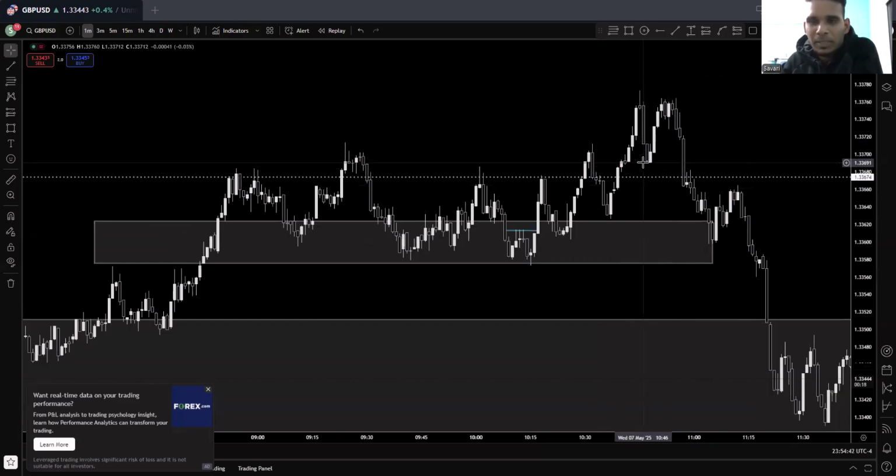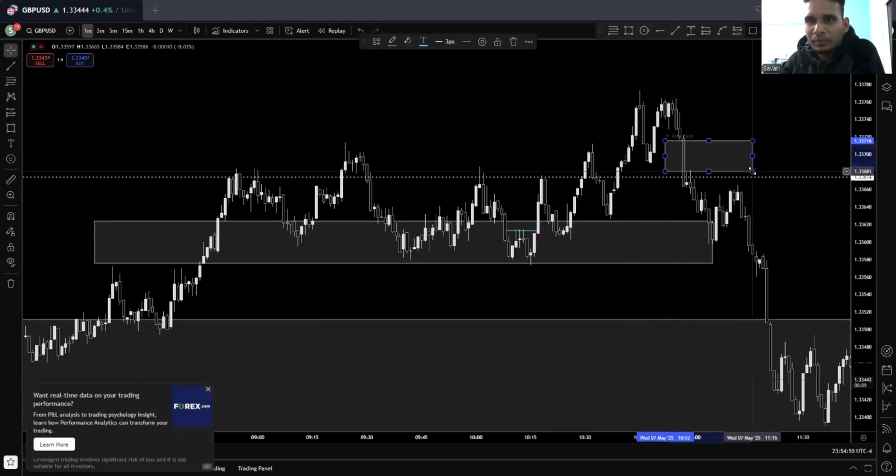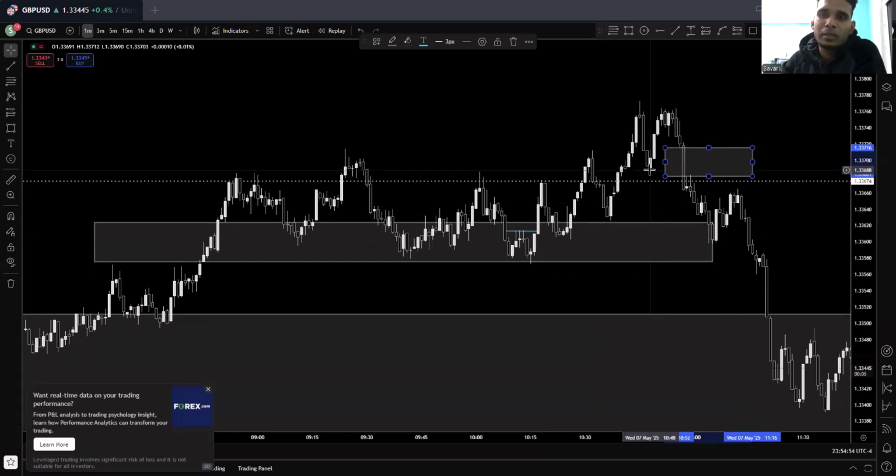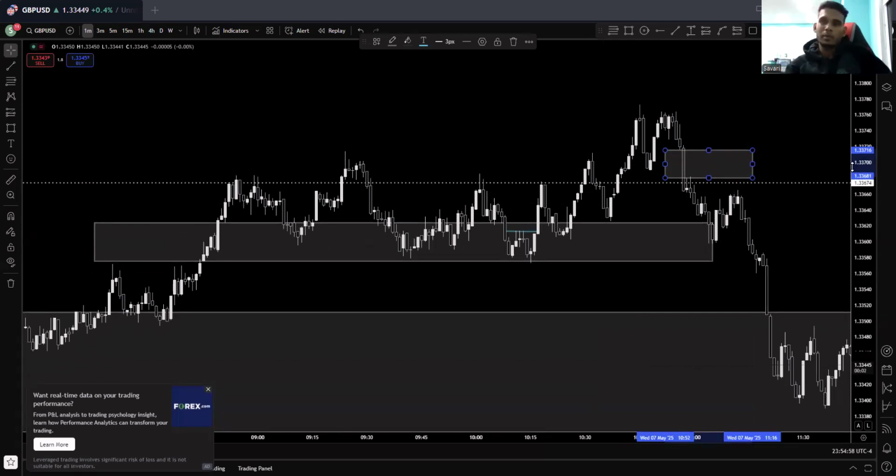Price then approaches the breaker. However, price tapped the 1 minute bearish fair value gap here. So if I'm putting a limit order, if I'm waiting for this to fill, I might not get entered. I might not execute it here. So that's the reason why you need to enter once the structure shift has happened.